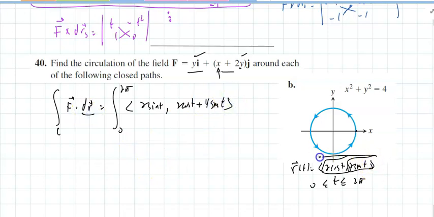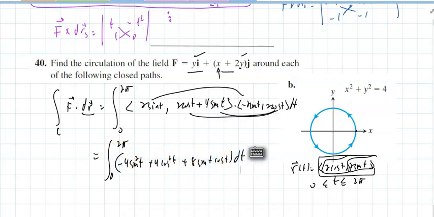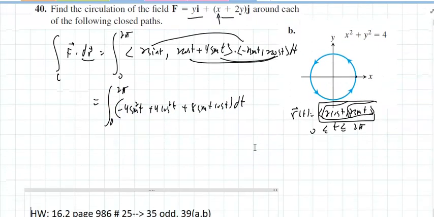What's the derivative of this? That's dotted with negative twice the sine of t and twice the cosine of t, dt. So that's going to be the integral 0 to 2 pi, and let's see what we get. We get negative 4 the sine of t plus 4 the cosine squared of t plus 8 the sine of t cosine of t dt. And that's pretty much it. You go from there and you figure it out.